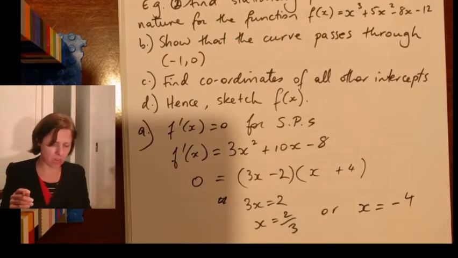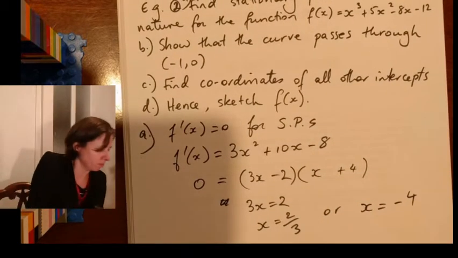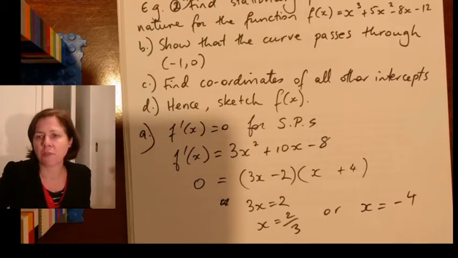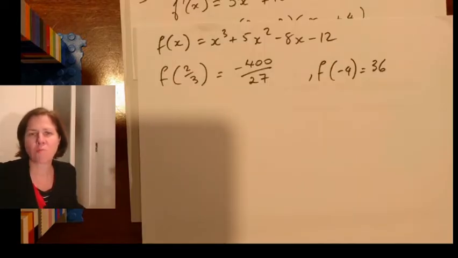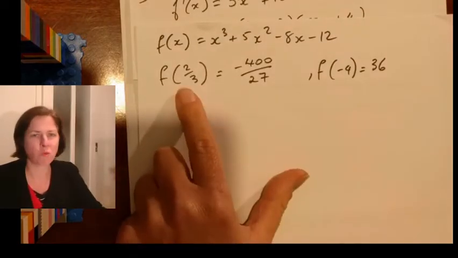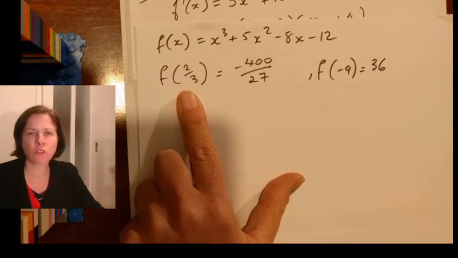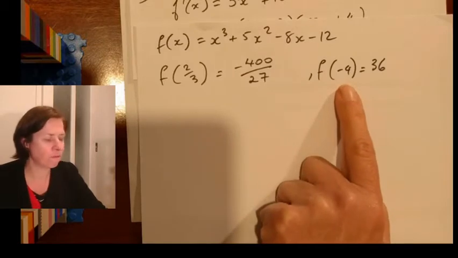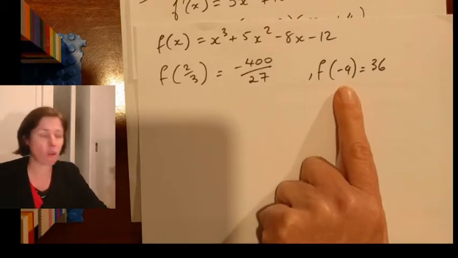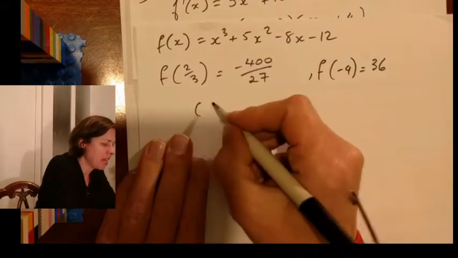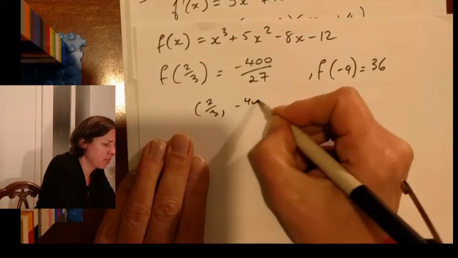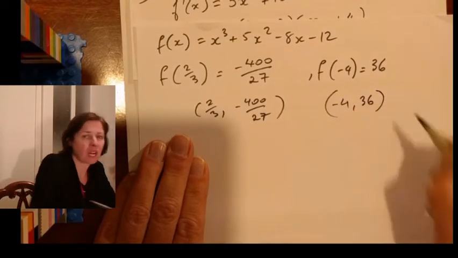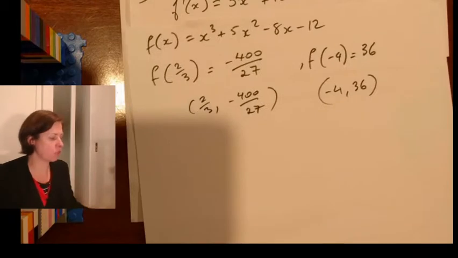So now I'm going to do a gradient table. Oh, I haven't found the points, beg your pardon. First I need to find the points. Okay, so I've just gone and popped that into my CAS because I really didn't want to deal with that by hand. So f of 2/3 is going to give me negative 400 over 27, and f of negative 4 is going to give me 36. So I've got my two stationary points at 2/3, negative 400 over 27 and negative 4, 36. But what I don't know at this stage is what kind of stationary points I've got.